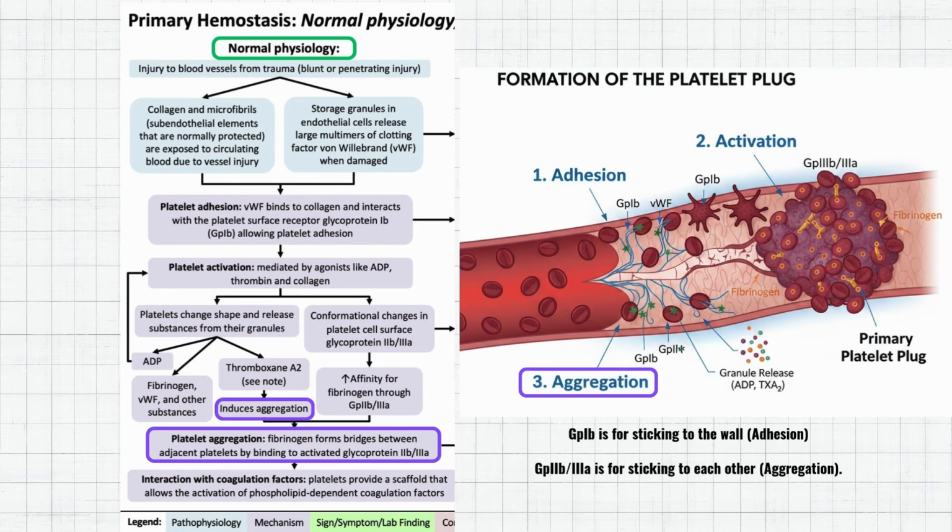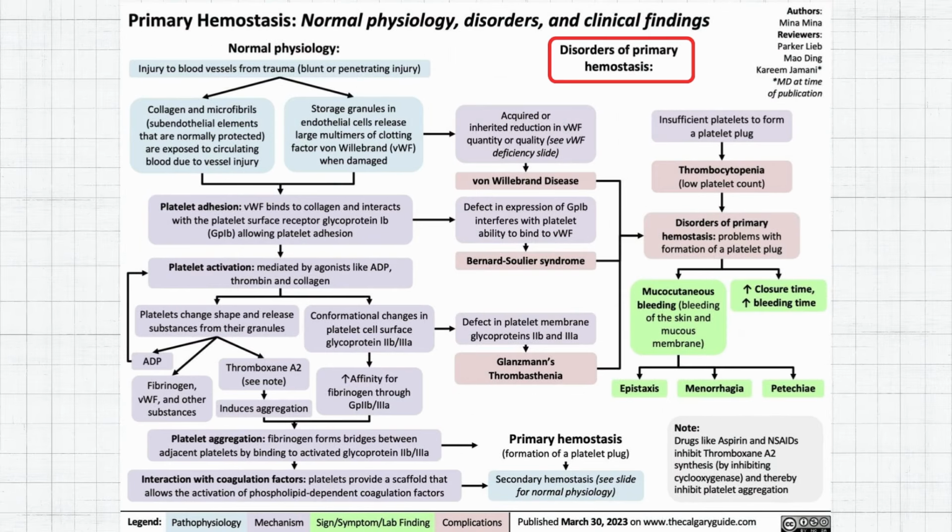aggregation. Part 2. Disorders of primary hemostasis. Now that we know the machinery, let's break it. Pathology is just physiology gone wrong. We can trace specific diseases back to the specific steps we just learned. First, look at the very top. If you have an acquired or inherited reduction in von Willebrand factor, the platelets can't adhere to the vessel wall.